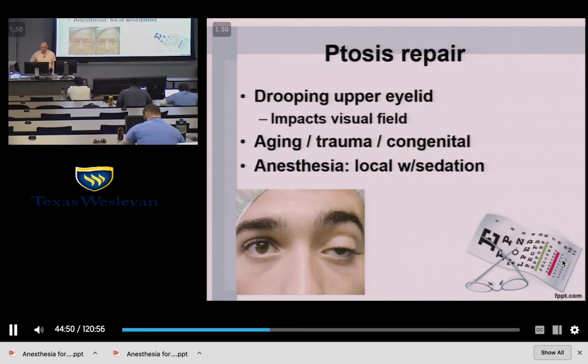Ptosis, again, can be a plastic surgery, but oftentimes is required because of the impact on the vision. It is drooping of the upper eyelid that impacts the visual field. It can happen from aging, from trauma, or it can be a congenital thing. And once again, you provide sedation while they do local anesthesia.